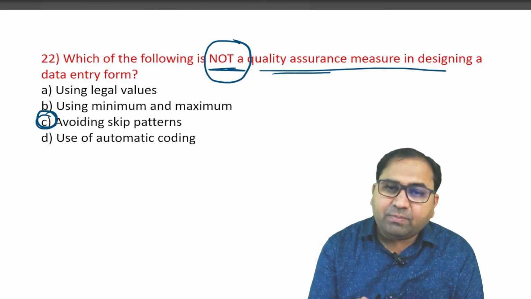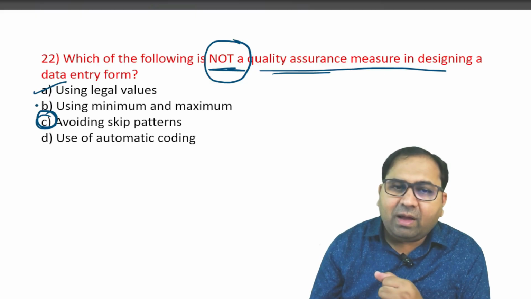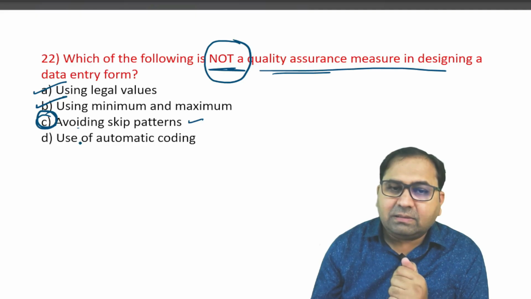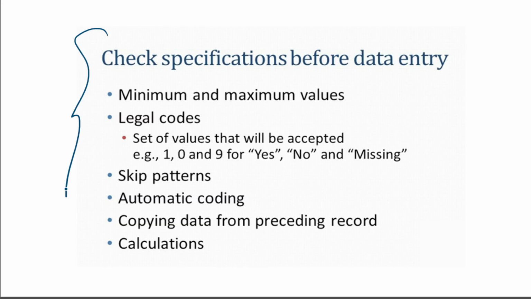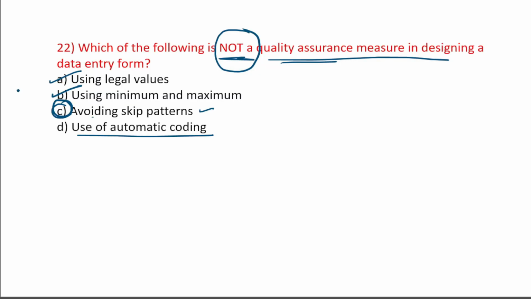If you check the specifications before data entry, we have spoken about this previously. You will have the legal values. You will have minimum and maximum. Then you will have a word on skip patterns, and you use the automatic coding. See the slide below. As I have told you, this is regarding checking the specifications before data entry. You have minimum and maximum value, legal codes, skip patterns, automatic coding. But in the question they were asking whether to avoid skip patterns. So we said no need of avoiding the skip patterns. Okay. So we got the answer for our question.